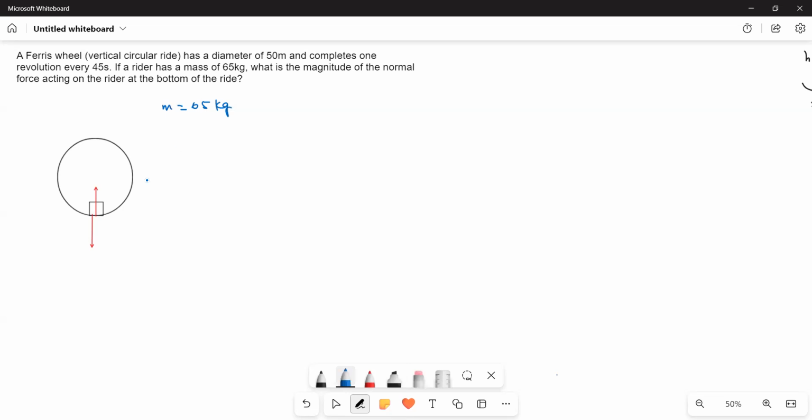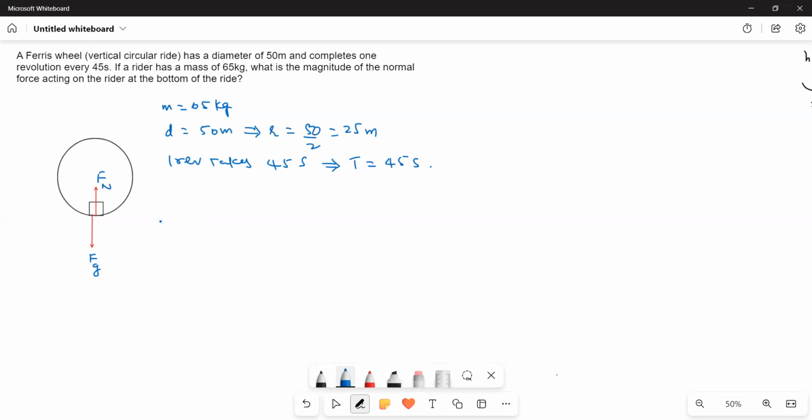What are the forces acting? One is gravity acting vertically downwards, and the normal force acting vertically upwards. The other information given is d, the diameter, is equal to 50 meters. That implies r is equal to 25 meters. And then one revolution takes 45 seconds, which means T is equal to 45 seconds.